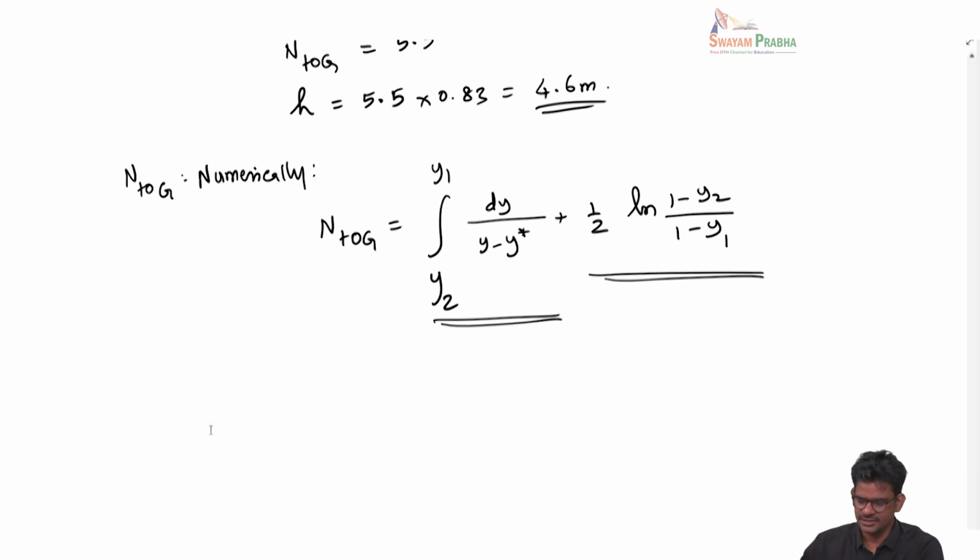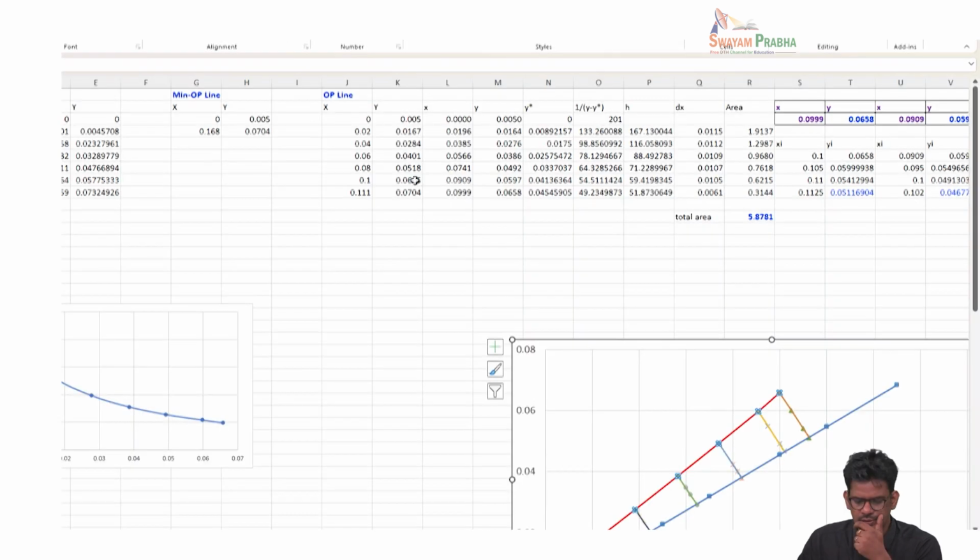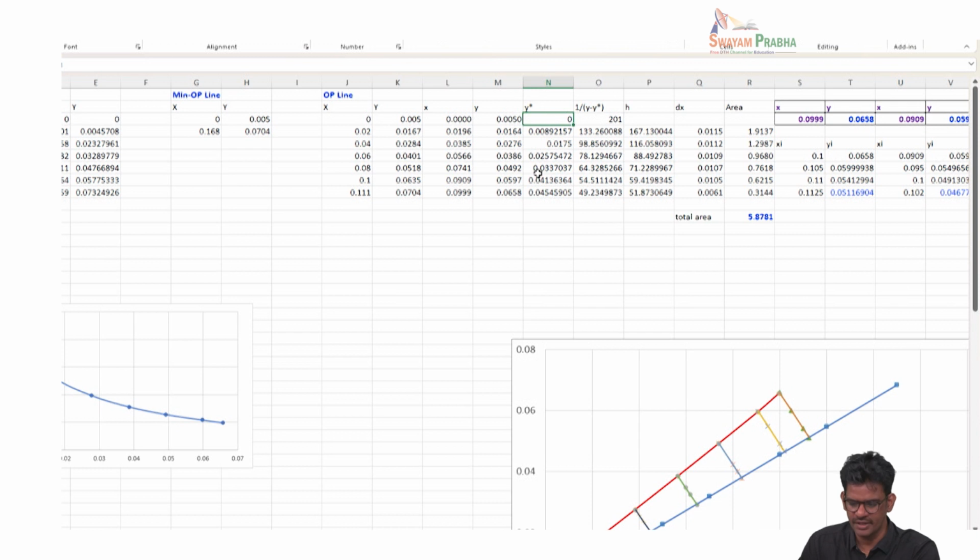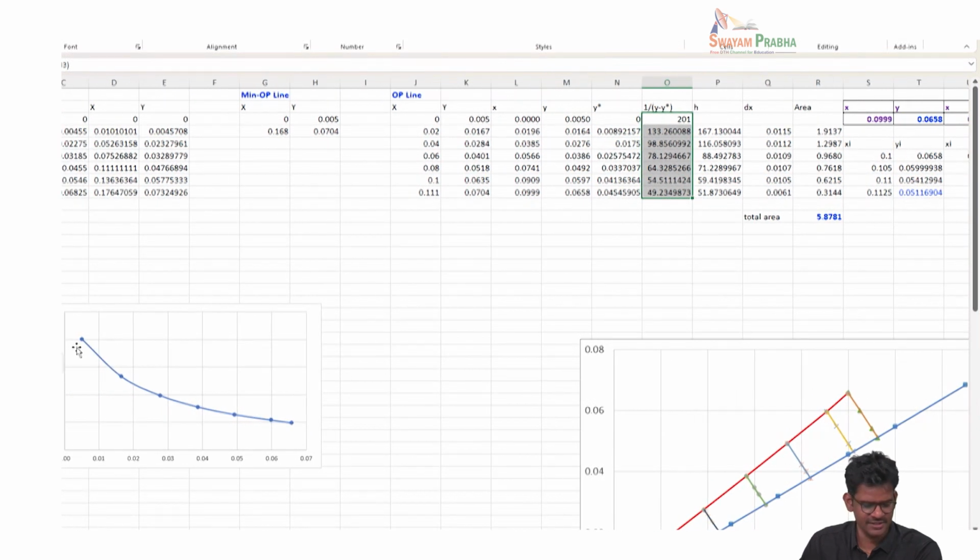So for this, let me show you the Excel sheet. I go to this operating line x and y, and then convert back into small x and y, which are mole fractions, and then I find the corresponding y star. For each y, there is a y star based on the equilibrium line. So you find the y star, then you calculate 1 over y minus y star. That's the value that you want to integrate. You take that and plot it, and then you will have this kind of plot. The y axis is 1 by y minus y star, and the x axis is just y.